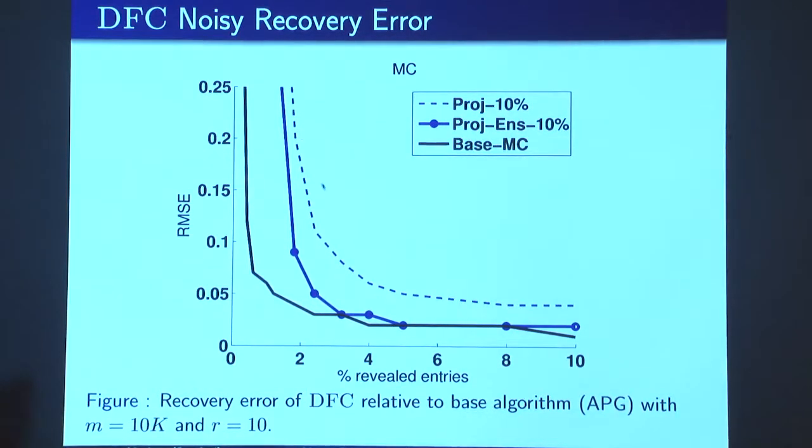The dotted curve is the DFC projection algorithm. The solid blue curve is the projection algorithm with this ensembling step. And what you see is that with the ensembling variant, once you get to about 3% revealed entries, you're basically getting the same error as the full base algorithm. But this is splitting into 10 subproblems, so you're doing it in about a 10th of the time.